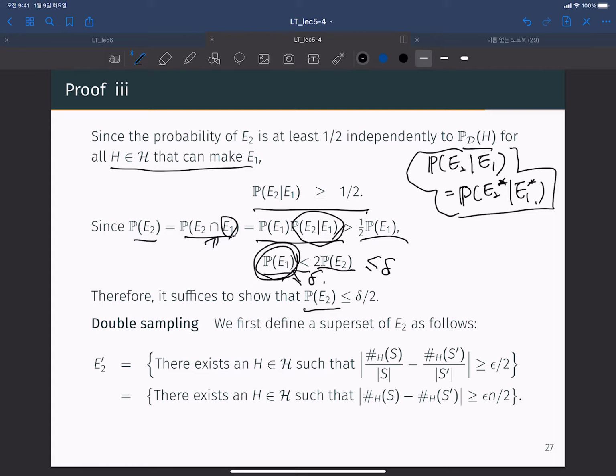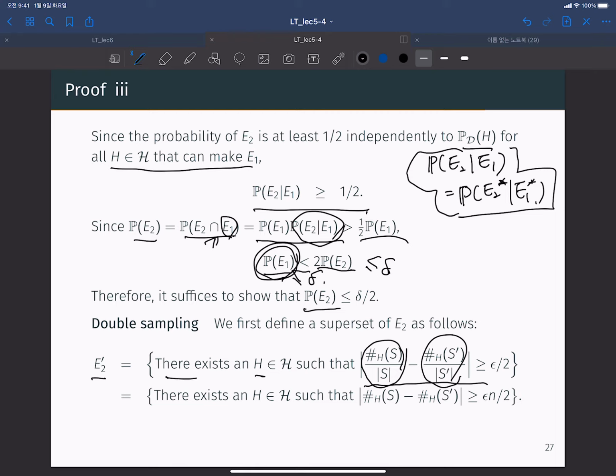So double sampling, what we used last time, uses the independence property of S and S prime. So we first define a subset of E2 as follows. E2 prime is equal to: there exists a hypothesis H such that the difference between the training error obtained by S and the training error obtained by S prime is greater than or equal to epsilon over 2.